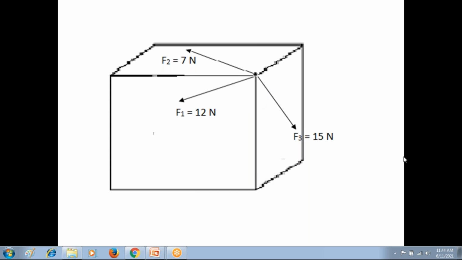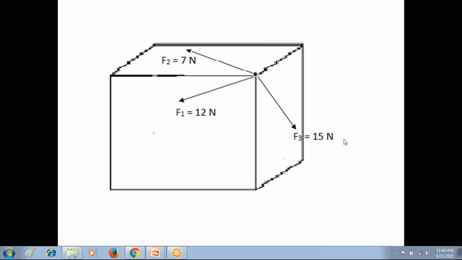If anybody is having doubts about these types of force systems, please discuss with me. Dear students, if you have any doubts about these force systems, please discuss with me.